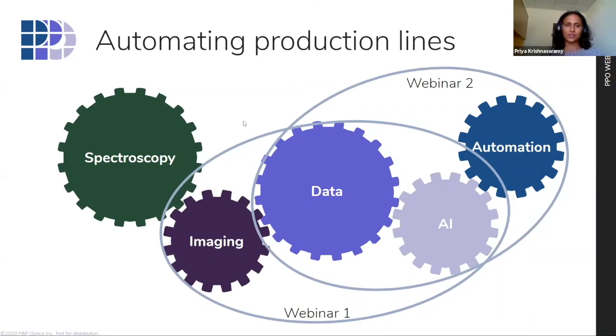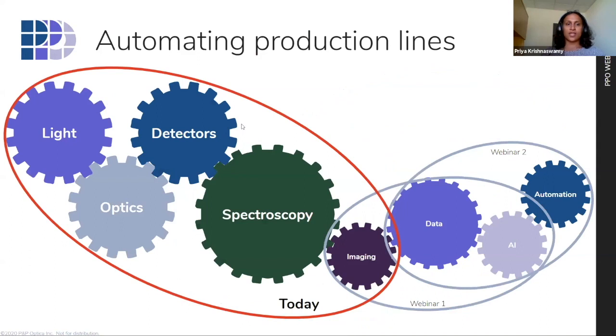In the last two webinars, we talked about a new approach to food inspection. We touched upon topics that included hyperspectral and multispectral imaging, vision systems, and we also talked about data and AI. So today we are going to learn about the underlying science on which the system is built and how automation comes in, bridging the system together with AI.